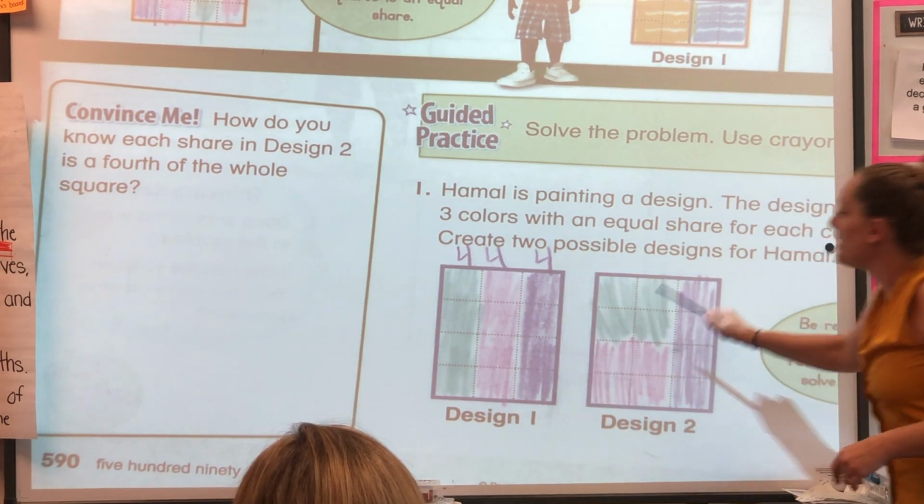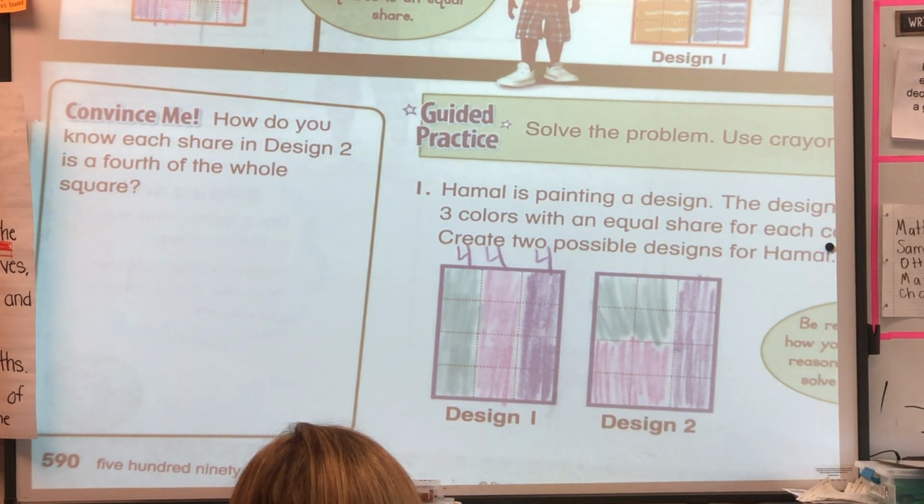The green, instead of being vertical, is now a square. It's a tiny square. But does each box have 4 squares? Yes. So does Hamal have 2 possible designs with equal shares? Yes, he does. All right, let's try another example, okay?